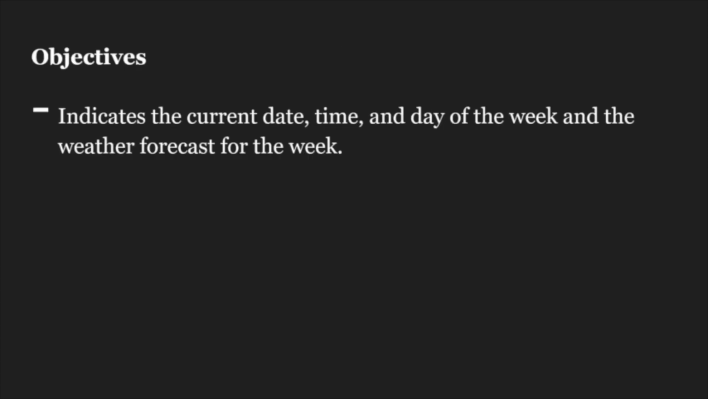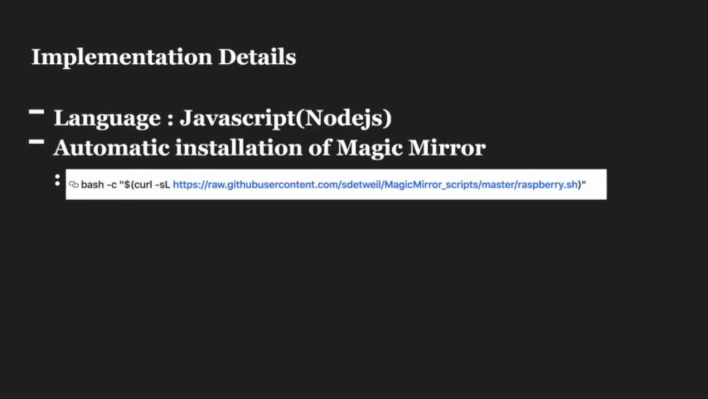The next objective is to indicate the current date, time, and day of the week, and the weather forecast for the week. Next, implementation details. To install Magic Mirror, we use the JavaScript platform Node.js and the package manager npm. We open up the web browser and install the basic package of Magic Mirror. On the Magic Mirror homepage, there is a description of installing Magic Mirror. We copy this command and paste it into the terminal, and then everything you need for Magic Mirror is installed automatically.